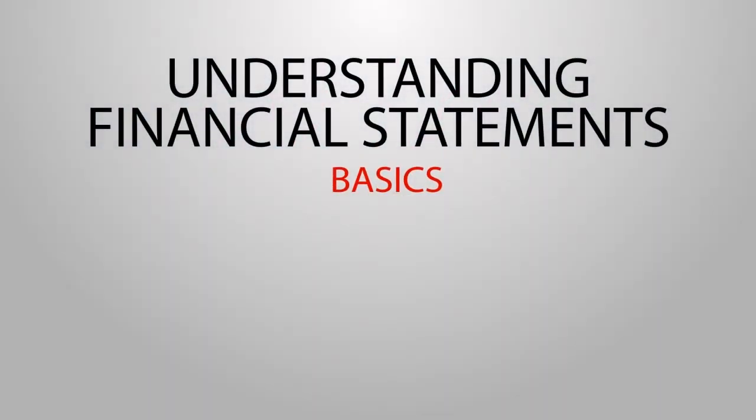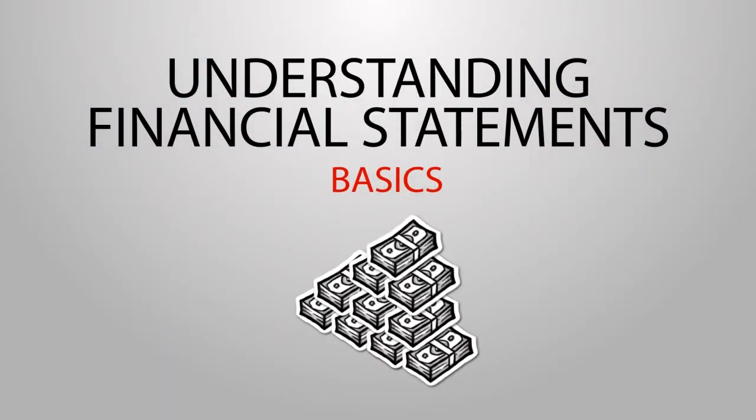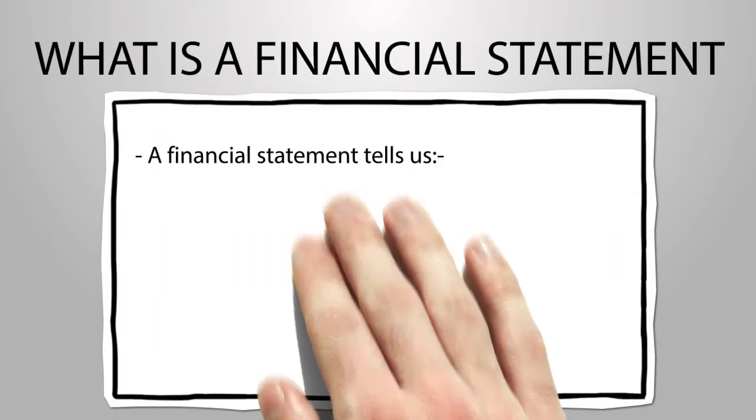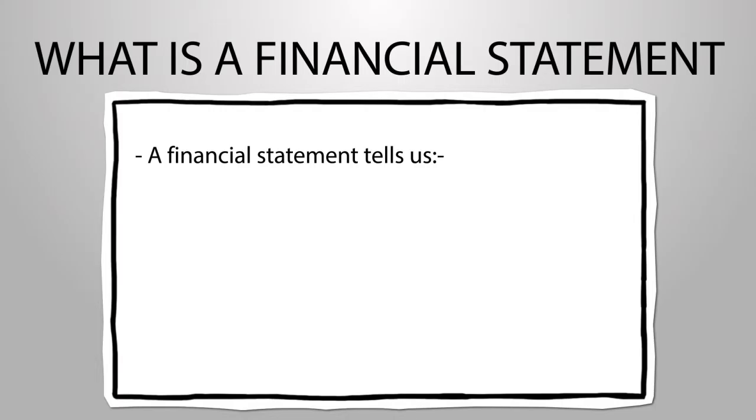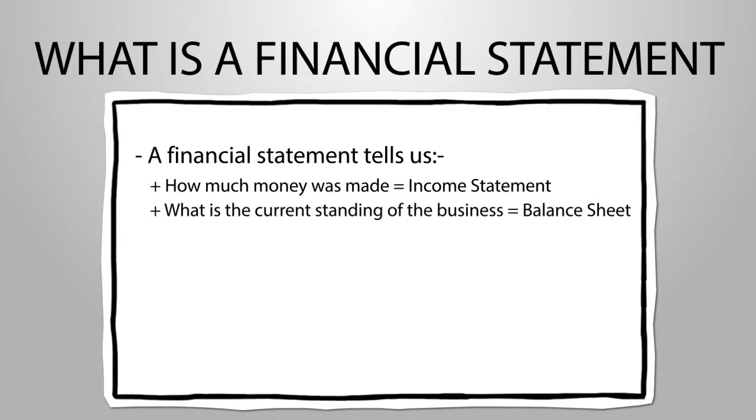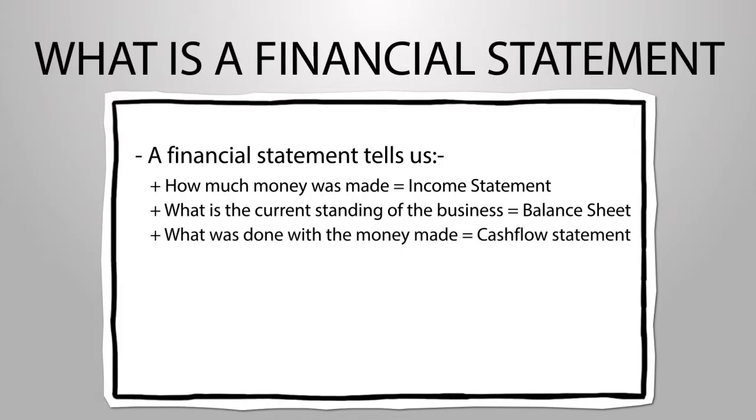In today's presentation, we will be aiming to understand financial statements on a very basic scale, just going through exactly what the basics of financial statements are. So what is a financial statement? A financial statement tells us how much money was made, and this is known as the income statement. It also tells us the current standing of the business on their balance sheet. In the balance sheet you will have things like assets and liabilities, which we will come to. Also, what was done with the money that was made in the business. This is called the cash flow statement.